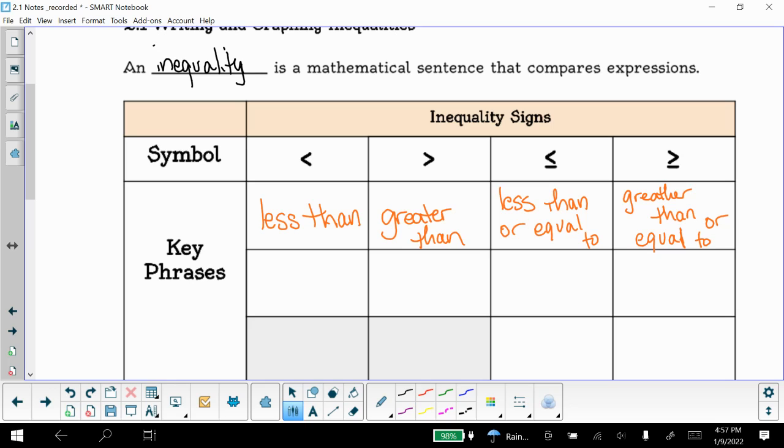All right, so let's talk about some additional phrases for some of these. Some of them have way more phrases than others. A typical one that you might see for that first one, the less than, you might see less than, you might see fewer than. And on the flip side, when we see the greater than sign, we might see the words greater than, or we might see the words more than.